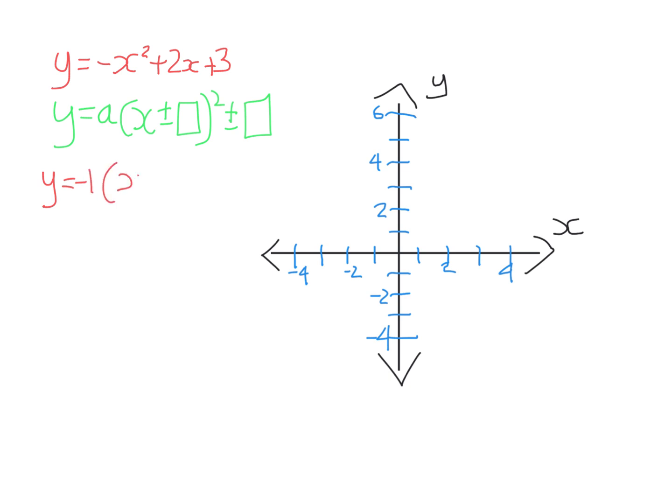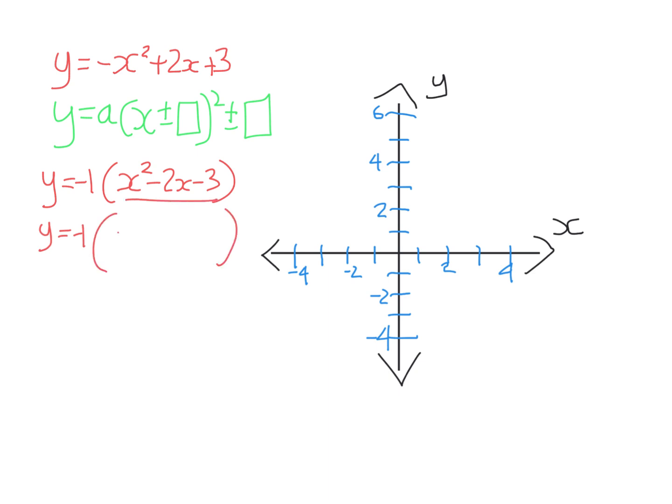So that will leave me with x squared minus 2x minus 3. Now I'm going to leave this negative 1 alone and perform completing the square on just this part. So leaving the negative 1 alone, let's perform completing the square on this.